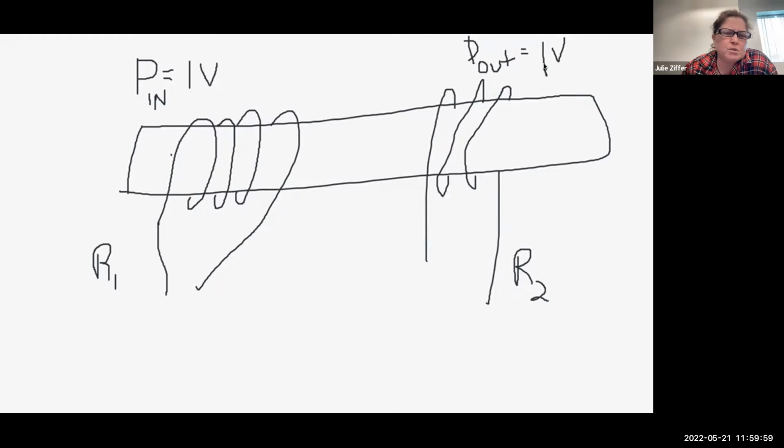But it's always going to depend on just how many loops. So it's not always that one's bigger than the other one. It depends on how many loops you have. So more the loops, more the resistance? If there are more loops on the right-hand side, then the right-hand side goes up.